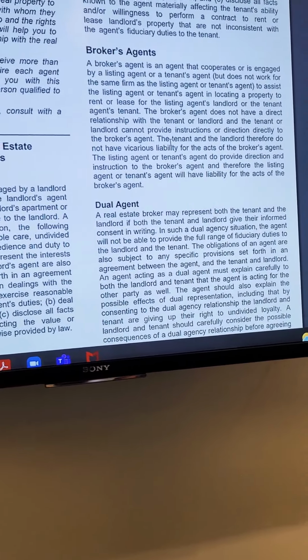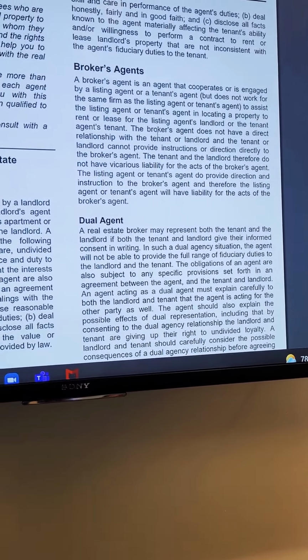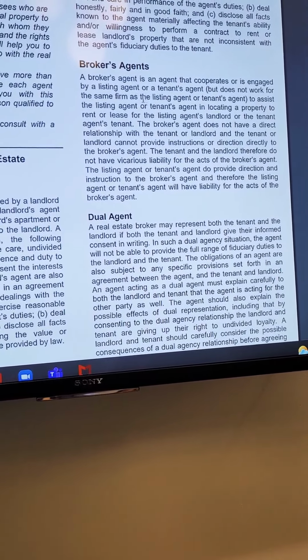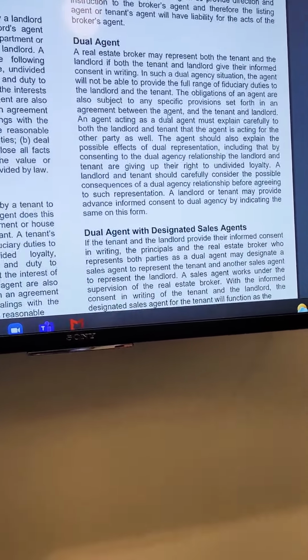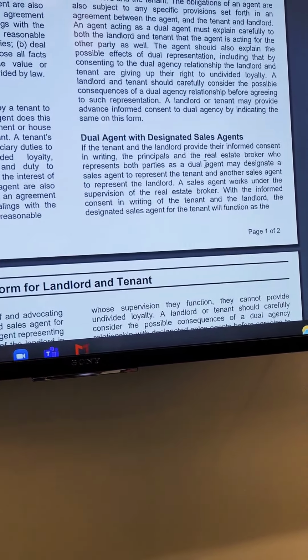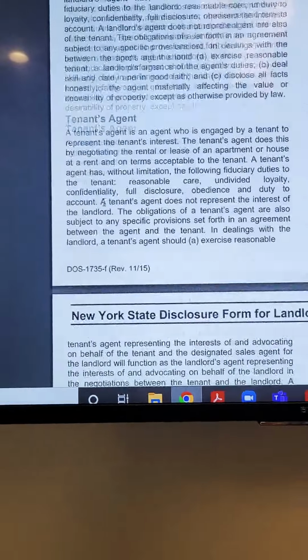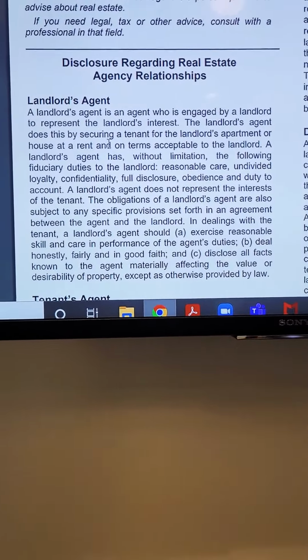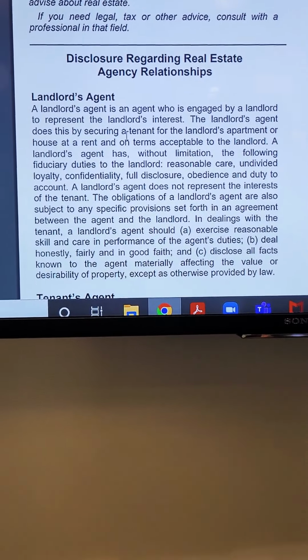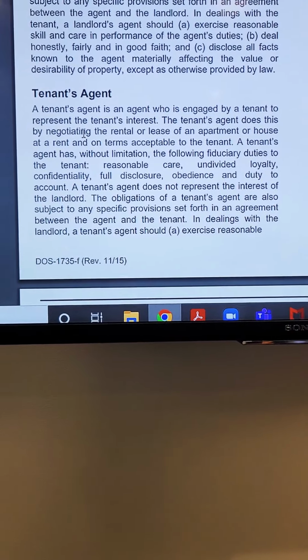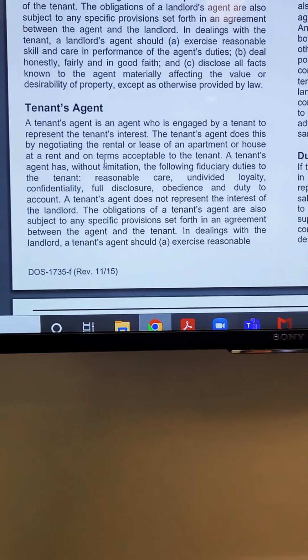A broker's agent is an agent that cooperates or is engaged by the listing agent or a tenant's agent, but doesn't work for the same firm. A dual agent may represent both the tenant and the landlord. You don't see this as often. So the two that you see most consistently are the landlord's agent. That's usually the gentleman or lady who has the exclusive listing and you're going and visiting it. And the tenant's agent, which you have brought to the table to help you fulfill your rental needs.